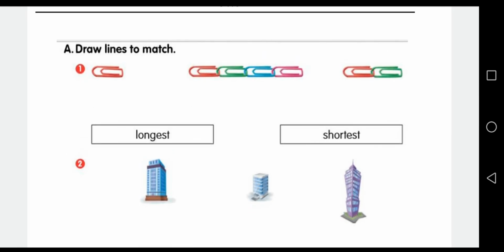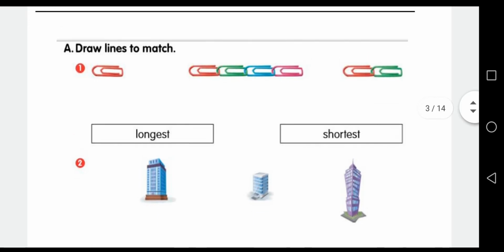Now here I have draw lines to match. I have the paper clips, right? Now, I have longest and shortest. Okay? Now, I will draw only 2 lines. One with the longest and one with the shortest.